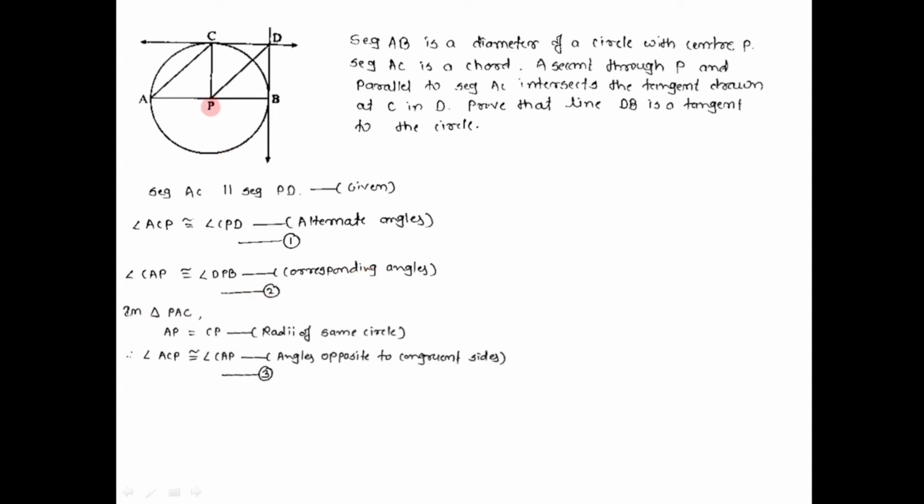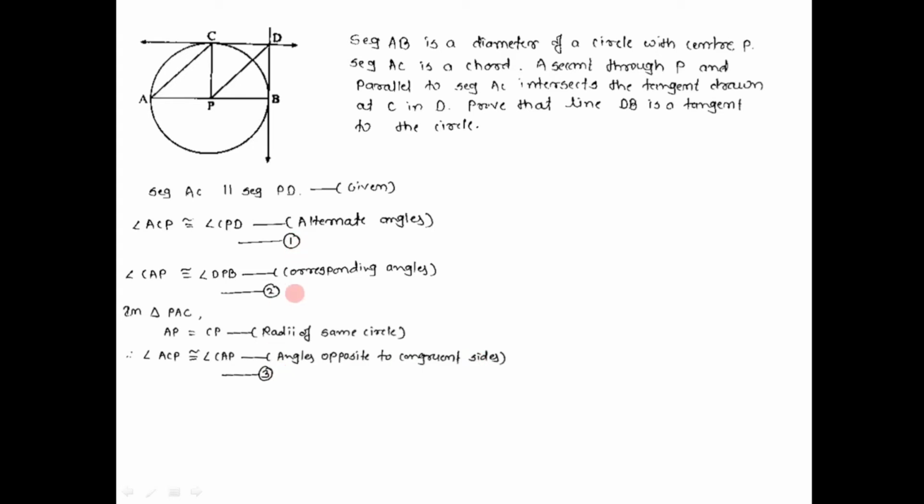Now consider triangle PAC. In this triangle, we have AP congruent to CP because these two are radii of the same circle, and we know that if in a triangle two sides are congruent, then angles opposite to them are also congruent. So angles opposite to them, angle ACP and angle CAP, are congruent. That is, angle ACP is congruent to angle CAP because these are angles opposite to congruent sides. We'll call this equation number 3.